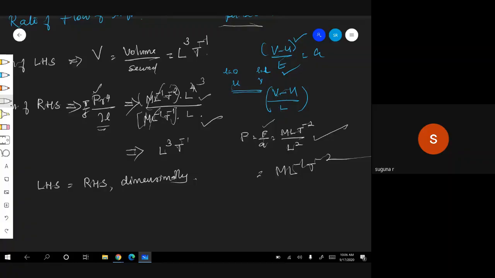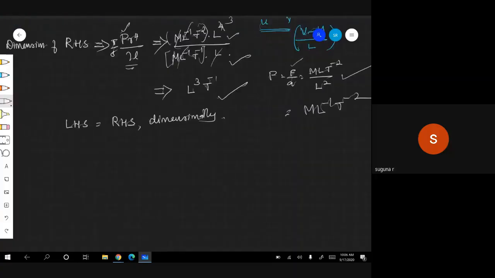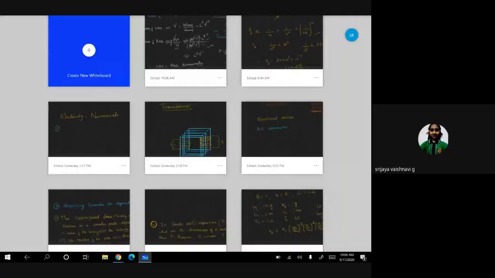Now if you simplify, you will get L cube T power minus 1. Therefore, LHS is L cube T power minus 1, and here also RHS is L cube T power minus 1. Therefore, both are dimensionally correct. Fine. Shall we go to the next one? Yes, ma'am. Then see the next one.